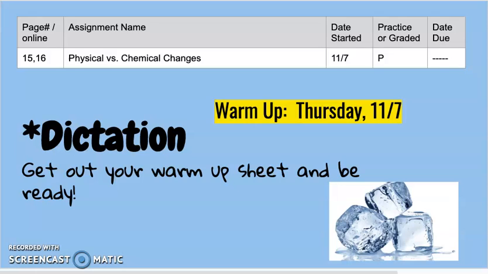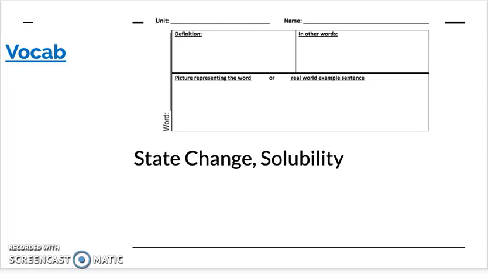Next up is going to be vocabulary. So take out your vocabulary sheet. We've already done solids, liquids, and gases, which is the front side, page number 3. So flip to the back side, page number 4. State change will be first, and then solubility.